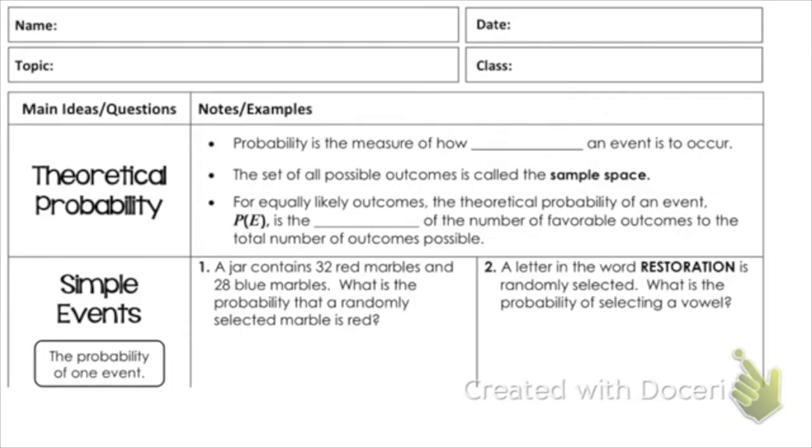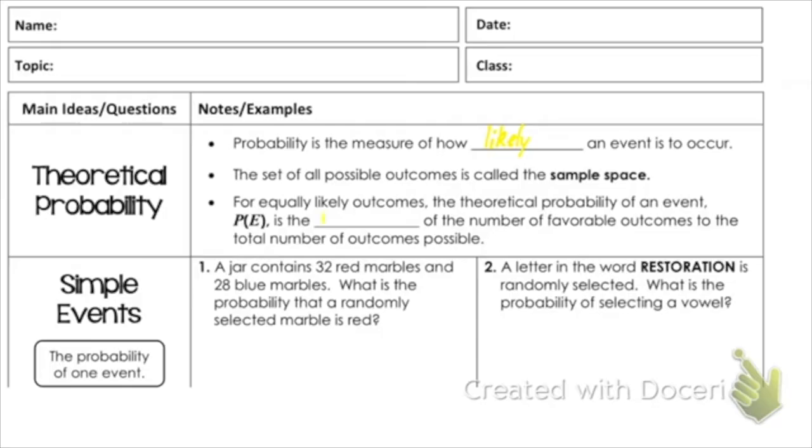It's the probability. Probability is the measure of how likely an event is to occur. I'm saying, hey, how likely is this to happen? So we have the set of all possible outcomes from some event, and that's called the sample space. For equally likely outcomes, the theoretical probability of an event is P of E. Probability of event E, would be how you read that.